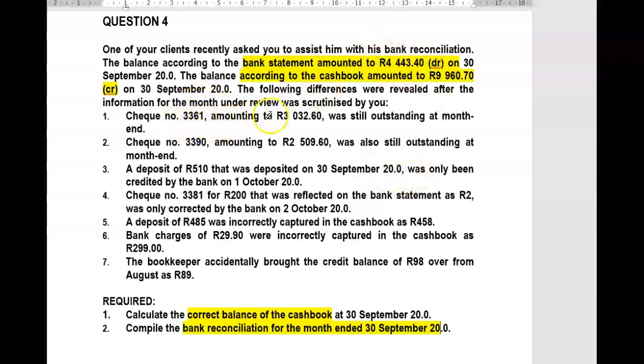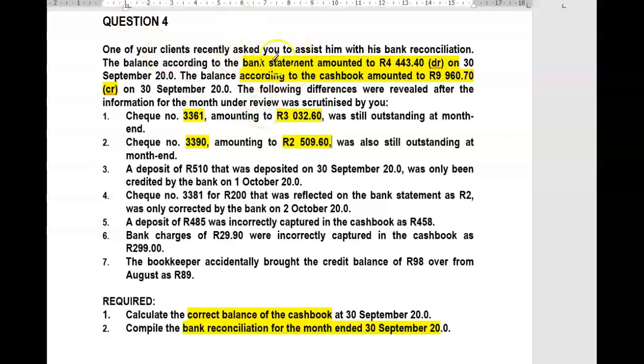Check number 3361 amounting to 303,260 was still outstanding at month end. And check number 3390 amounting to 250,960 was also still outstanding at month end. Obviously both checks have already been processed by us correctly. So this is going to be an outstanding item that we will have to reflect on the bank reconciliation statement because it causes a difference between our bank statement balance and our general ledger balance.